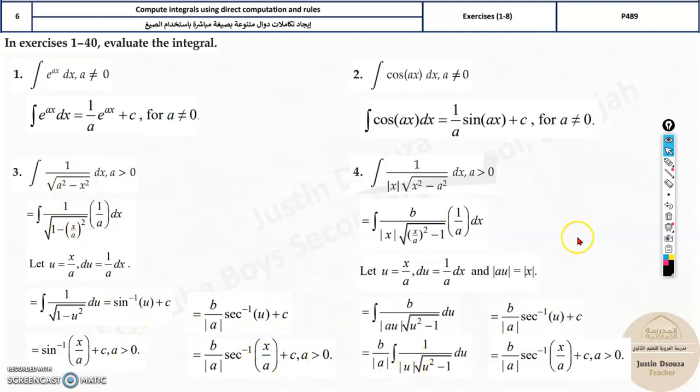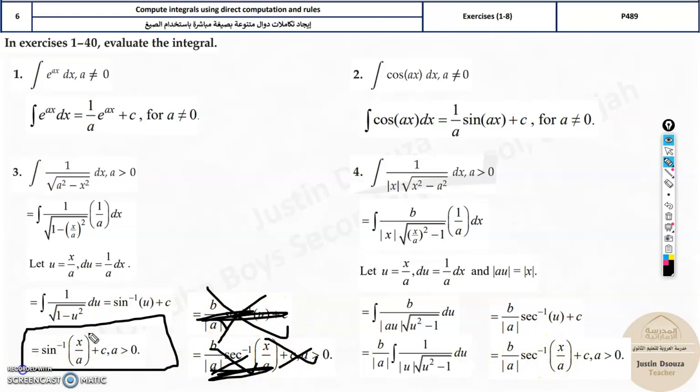Over here, I'm sorry, this is another error. This is not there. This is for this problem. These are not for this. This is the answer over here. Because 1 by root of 1 minus x squared is sine inverse. So you must remember sine inverse will be the answer.